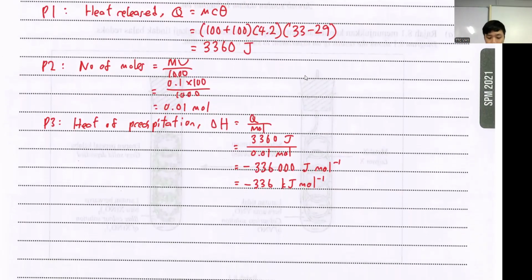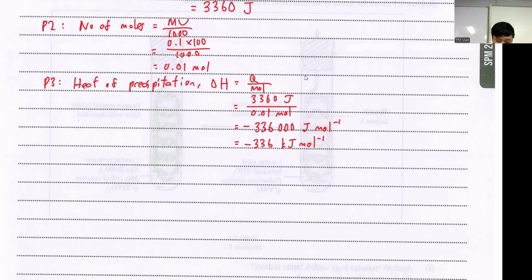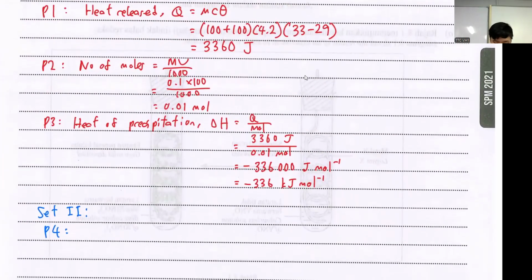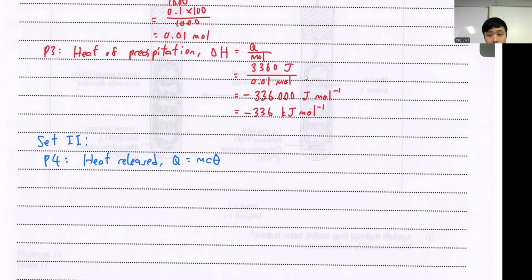Then set 2, same thing. Set 2, heat released, another one. Q equals mc theta. It's easier than question 9. Kind of true, kind of agree.